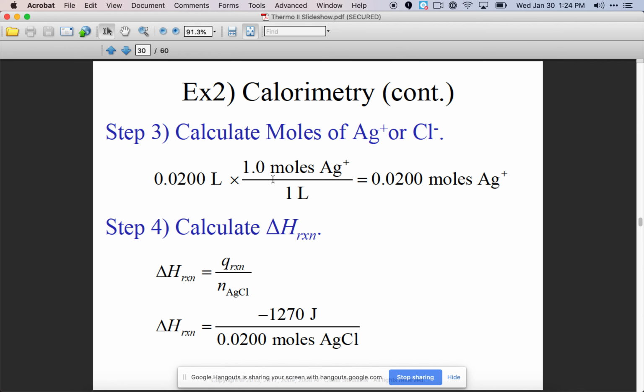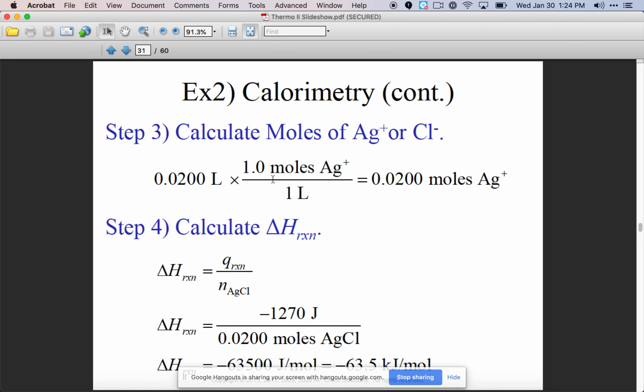Yeah. Okay, and you were doing heat of solution. It wasn't really a reaction because it was just going from solid to ions. Does that make sense? Are we okay with that? Yes. Okay. All right.